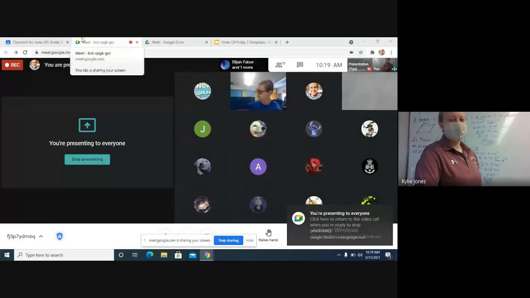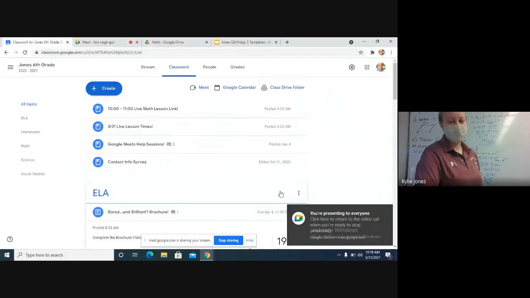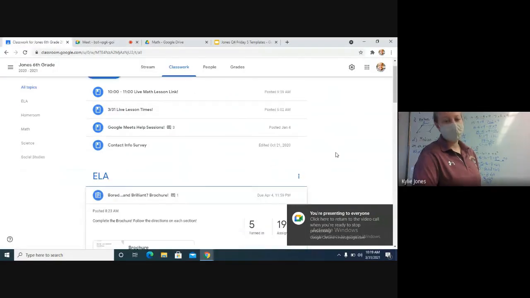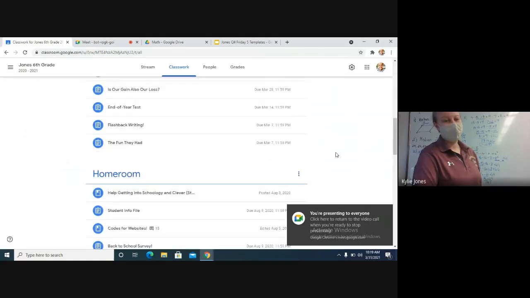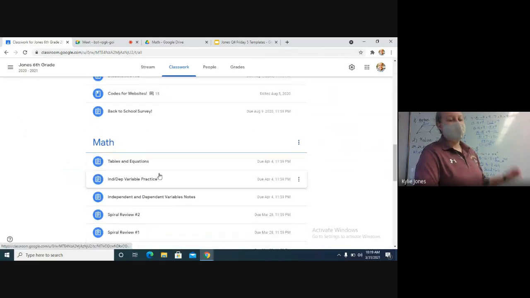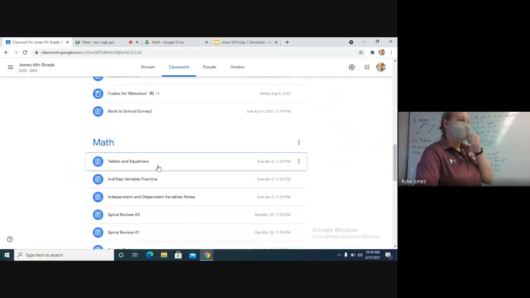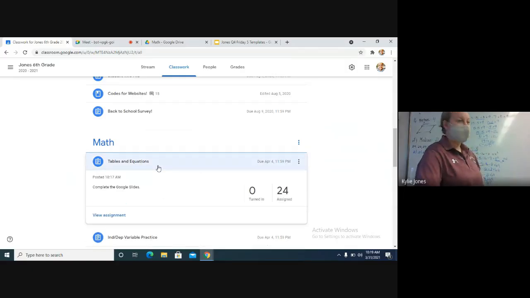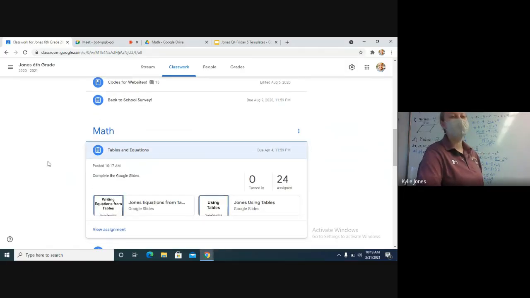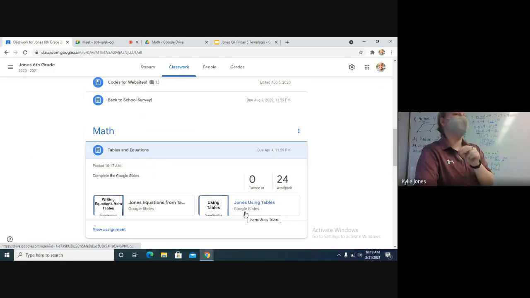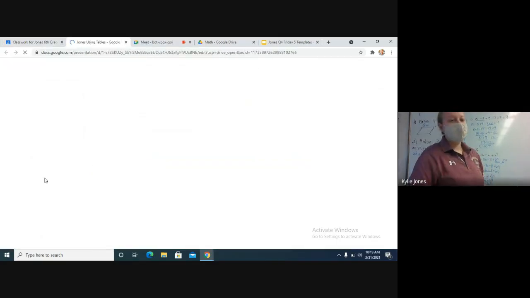Over on Google Classroom, I think it posted. It did? Okay, so we have under math, tables and equations. We're going to talk about using equations to create tables and tables to create equations. The first one we're doing is the using tables one, and then we'll do equations from tables.